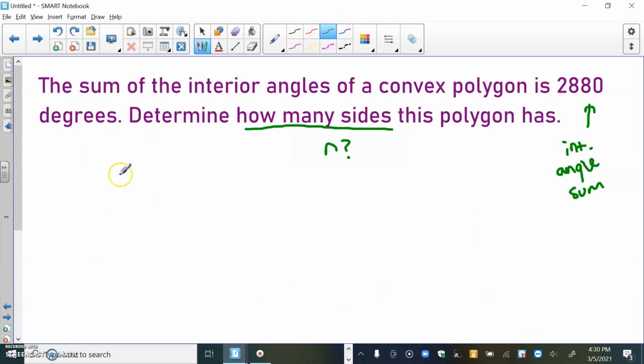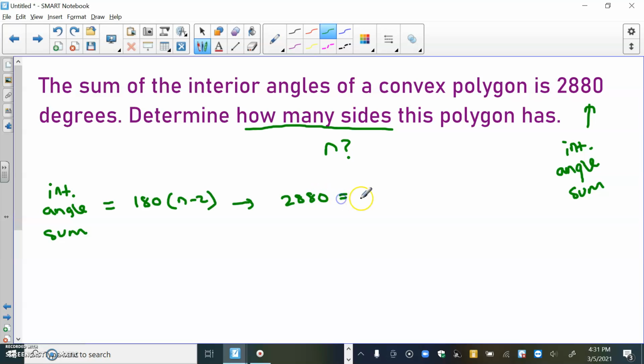If I wanted to get the interior angle sum, interior, this means interior. Interior angle sum, that would be equal to 180 times n minus 2. That would be the formula to use. So in my situation, I have an interior angle sum and I don't have an n. So what if we just rewrote this equation, replaced the interior angle sum, and now I have an equation that I could actually solve for n.